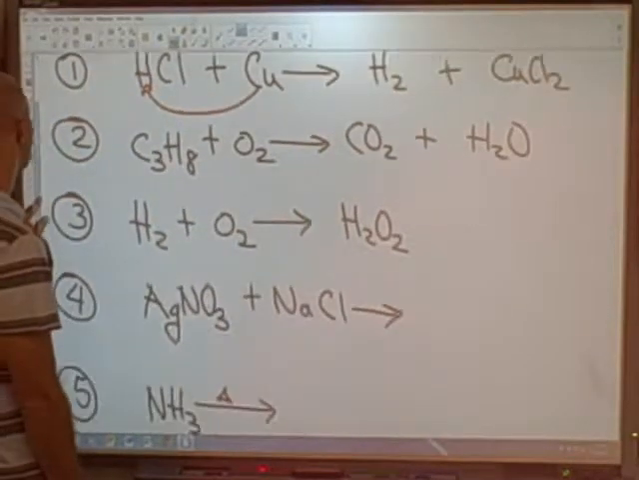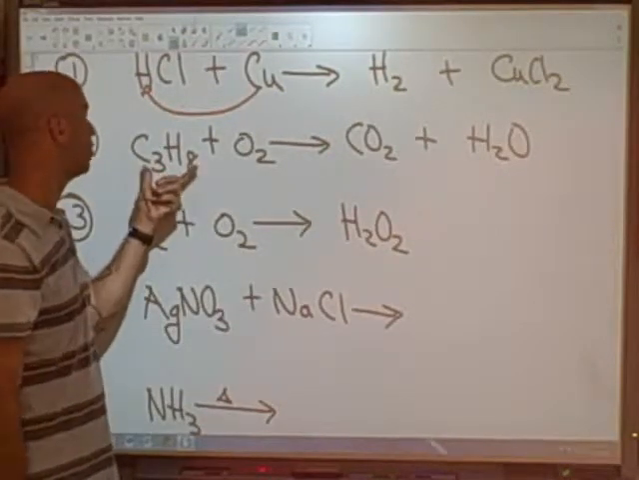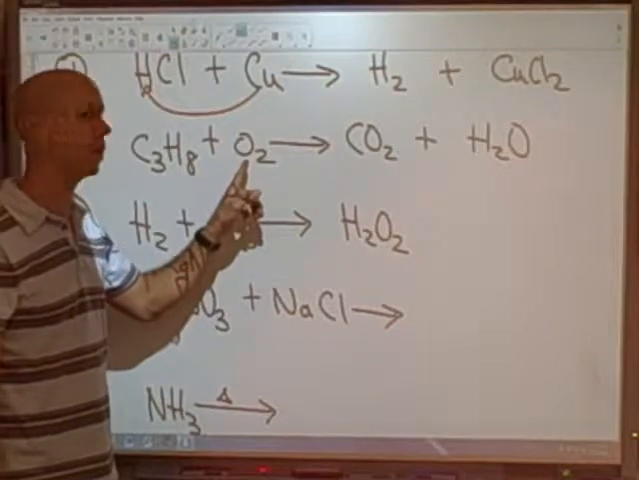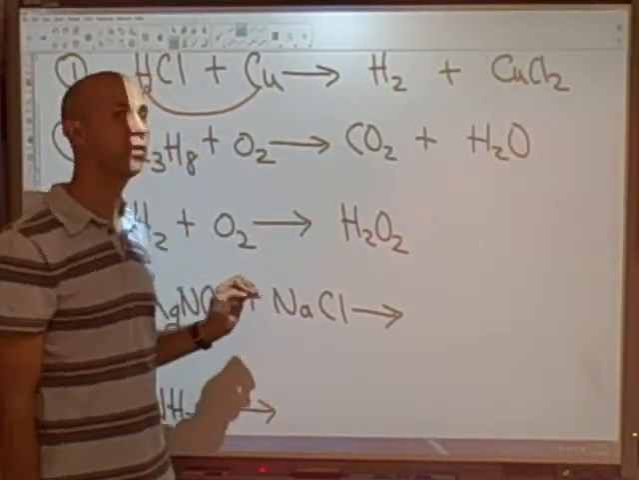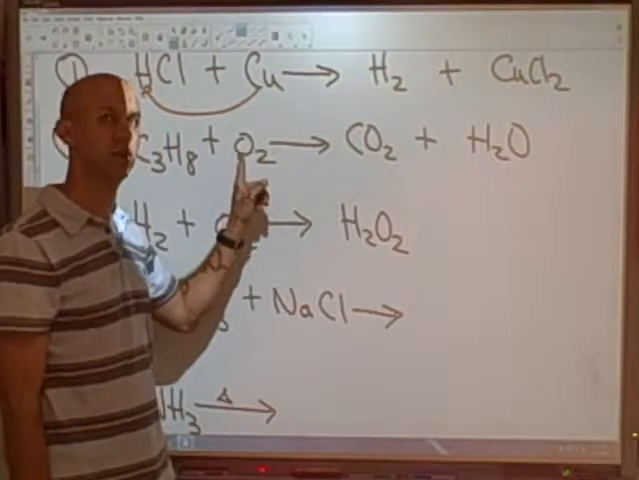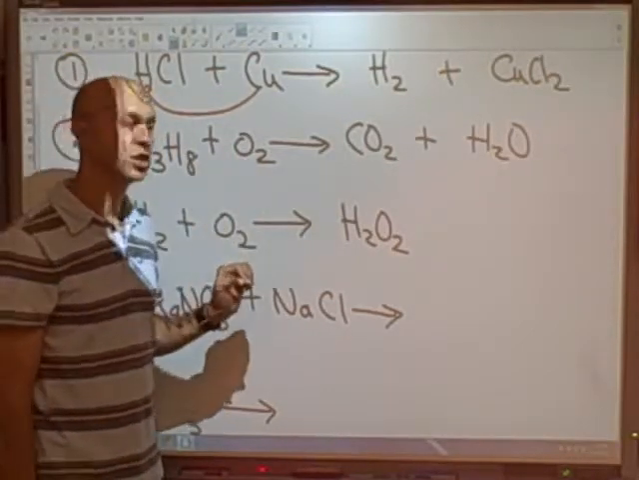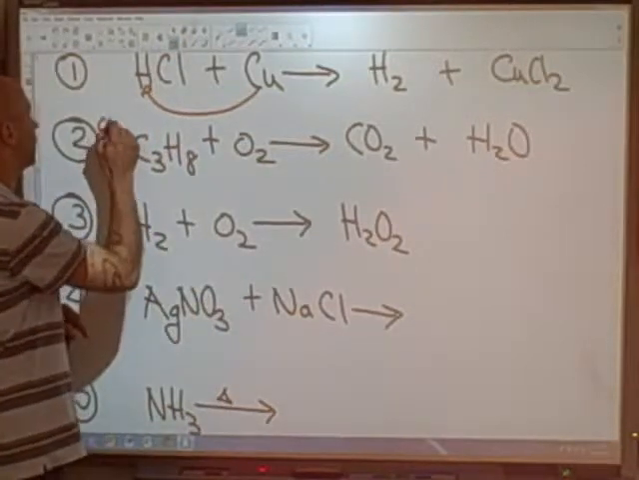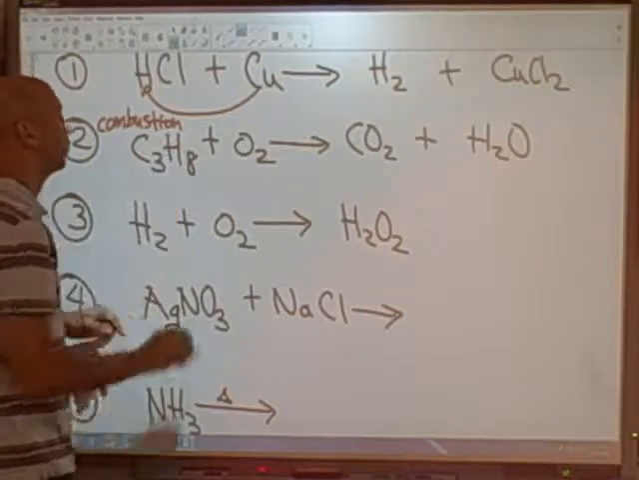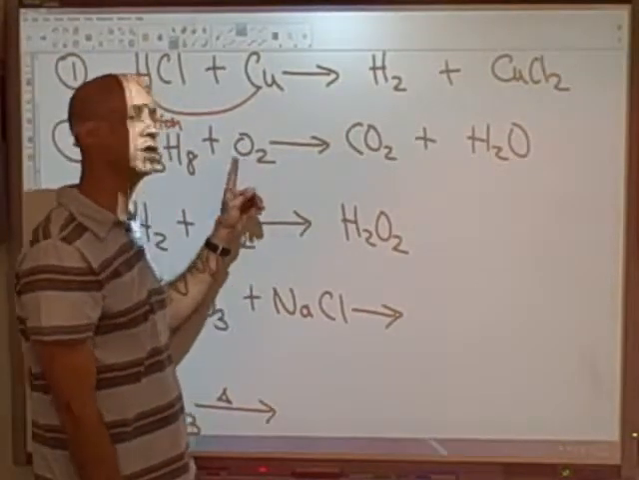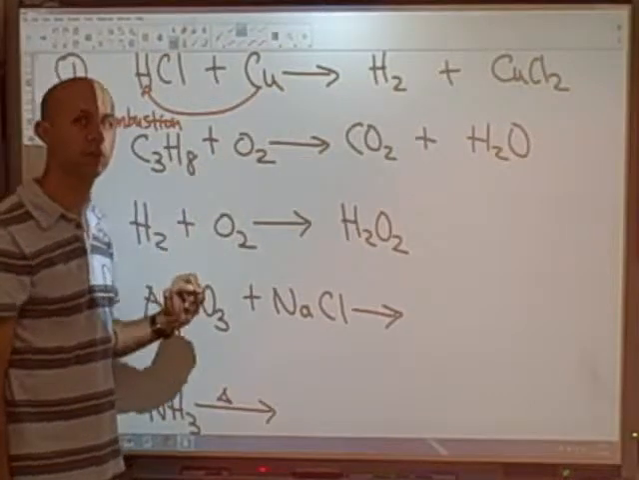Reaction number 2. In this reaction, what I have is I've got propane mixing with oxygen to make carbon dioxide and water. The key here in this equation is that we've got oxygen. This equation is a combustion reaction. Remember, combustion reactions often deal with carbon and hydrogen mixing with oxygen.